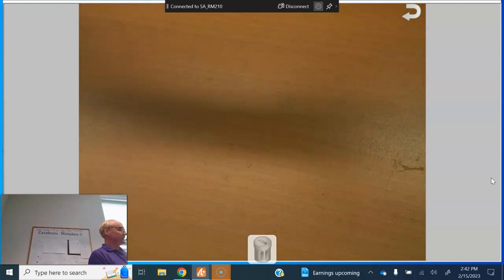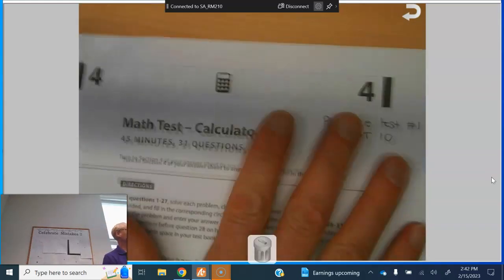Make sure your name's on it. If you haven't filled them out yet, go ahead and fill in your bubbles on the big side with whatever ones you can get. We're going to staple your bubble sheet to the front.